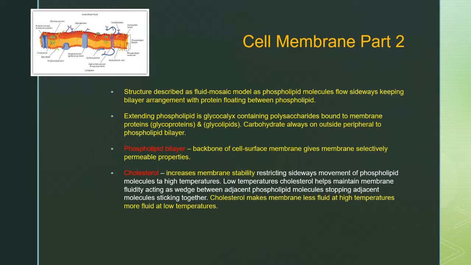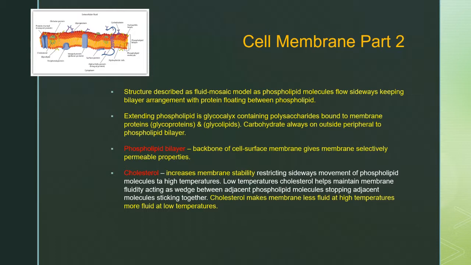Cell membrane part 2. So there's a diagram of what the phospholipid bilayer looks like and the cell membrane. So the structure is described as a fluid mosaic model, as the phospholipid molecules flow sideways, keeping the bilayer arrangement with proteins floated between the phospholipid. The extending phospholipid is a glycocalyx, and this contains polysaccharides bound to the membrane proteins such as glycoproteins and glycolipids. The carbohydrate will always be on the outside, peripheral to the phospholipid bilayer.